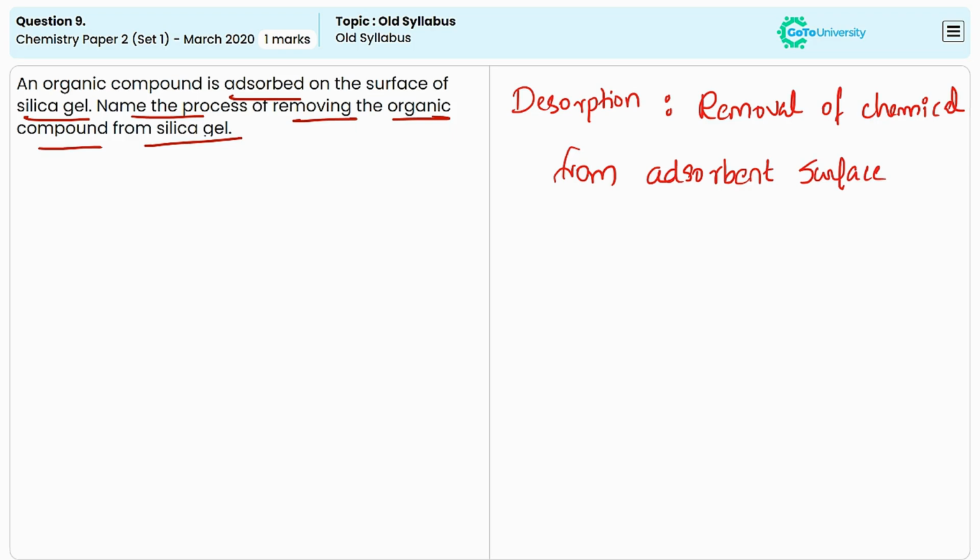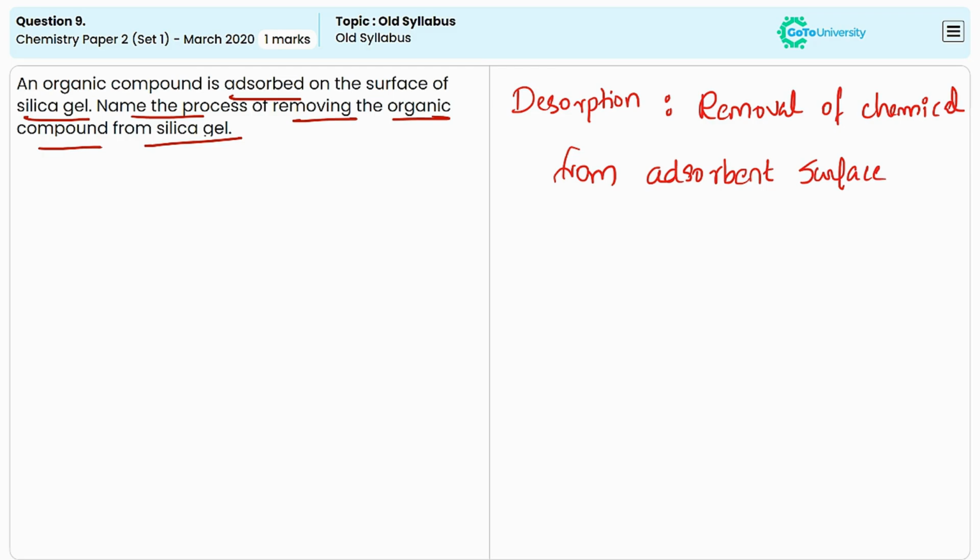And this can be done by thermal desorption. Here, the silica gel is heated in an oven or furnace at elevated temperatures, typically between 150 to 300 degrees Celsius, depending on the stability of the organic compound. This causes the organic compound to evaporate from silica gel.